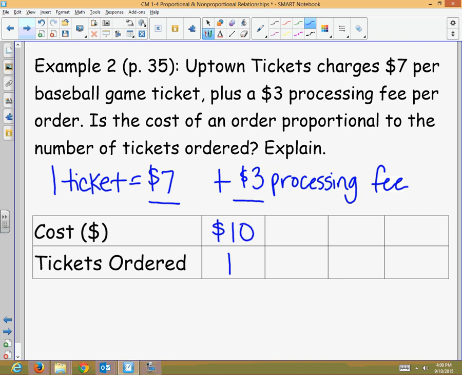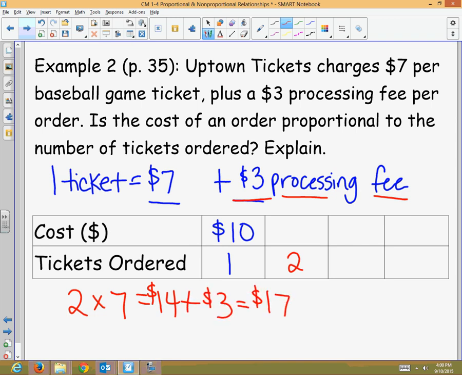Now, if you order 2 tickets, you have 2 tickets times $7 per ticket, which is $14. But don't forget, you have to pay the $3 processing fee. So we add $3 to our order, which gives us a total of $17. So the cost for 2 tickets is $17. Keep the pattern going. What if we wanted to buy 3 tickets?